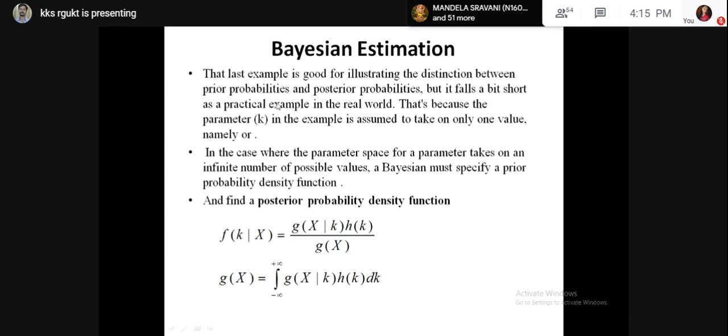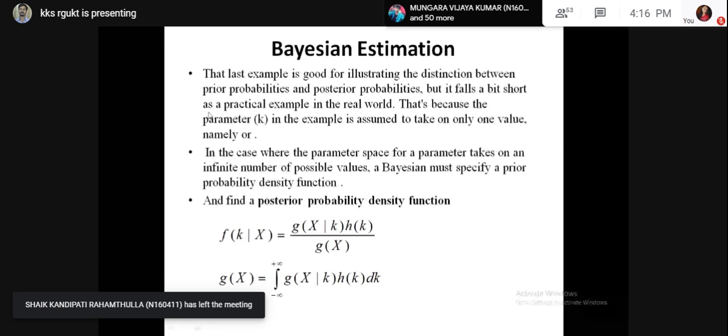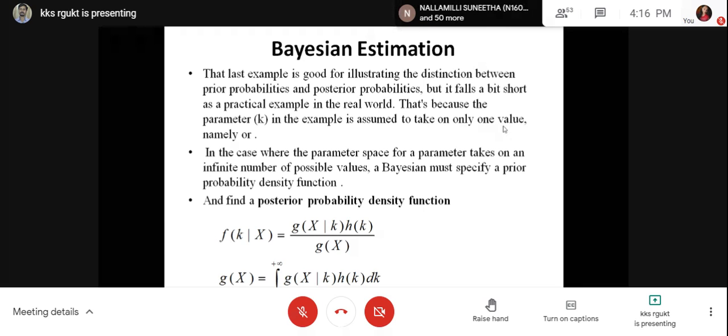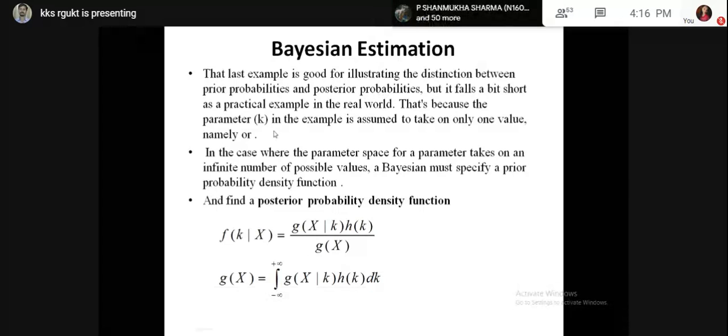The distinction between the prior probability and posterior probability is clear, but it falls a bit short as a practical example in the real world. That is because the parameter k in the example is assumed to take only one value. Like in the last two examples, the two topics MLE and MAP, in both we did point estimation, estimating the parameter as a single value.